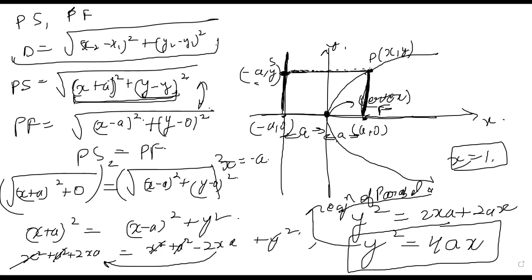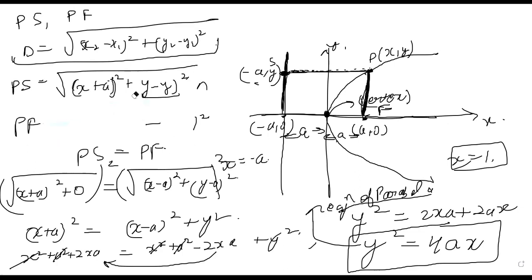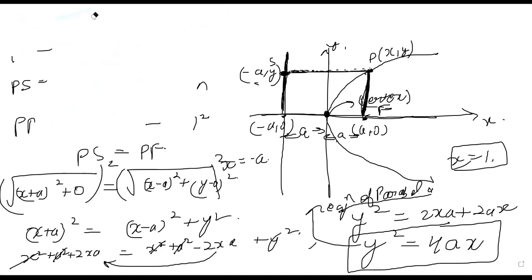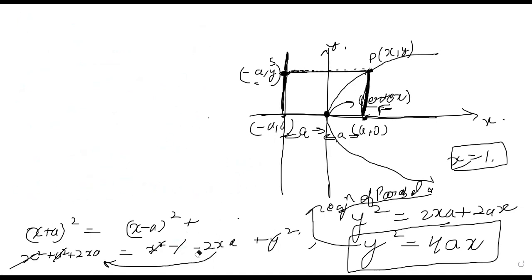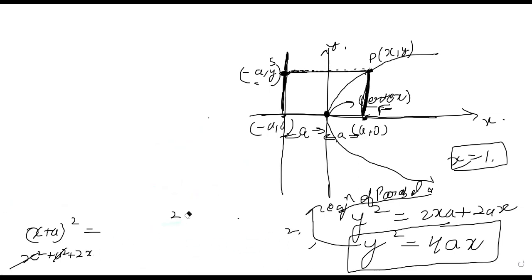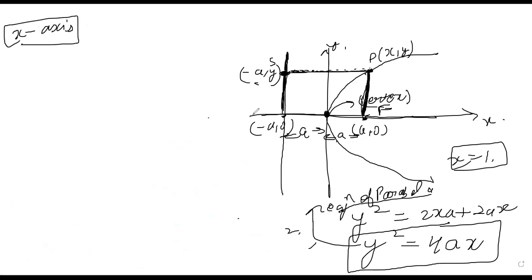I have written it down. So can you tell me the axis of this parabola? On which axis does the parabola lie? The x-axis. And what is the equation of the x-axis? The equation of the x-axis is y equals 0, and the equation of the y-axis is x equals 0. That's how we write it.